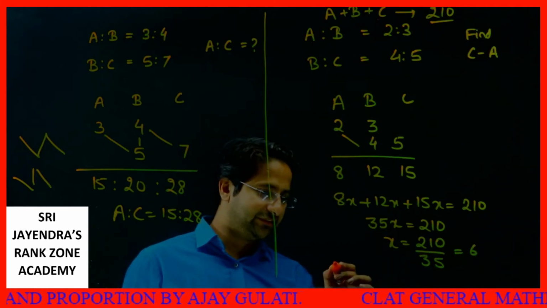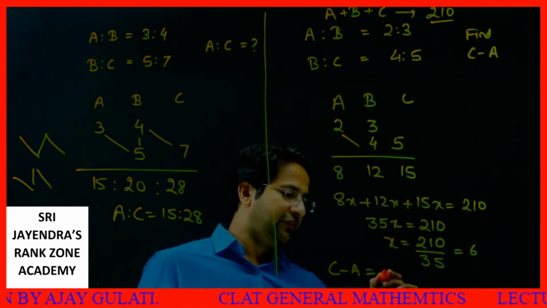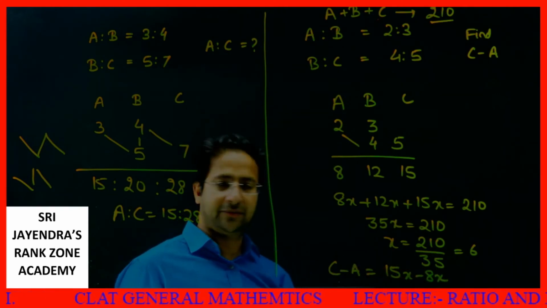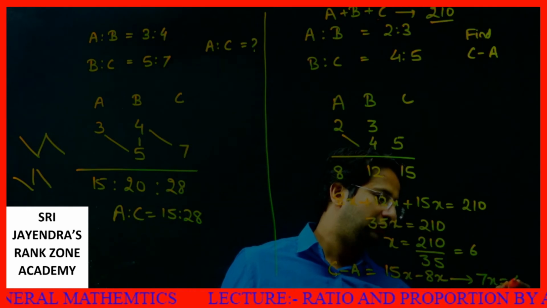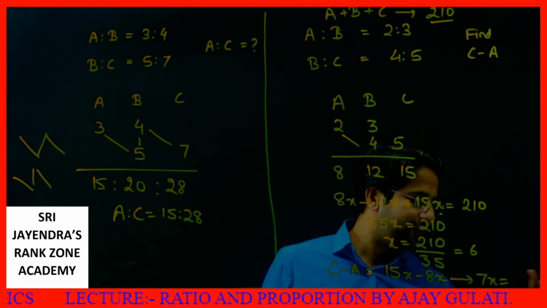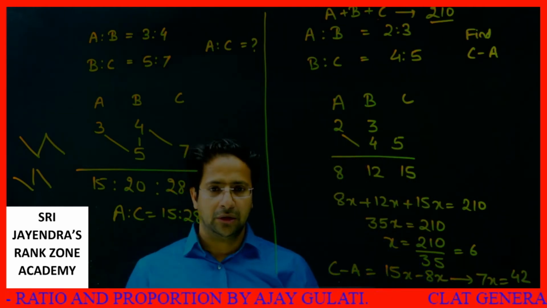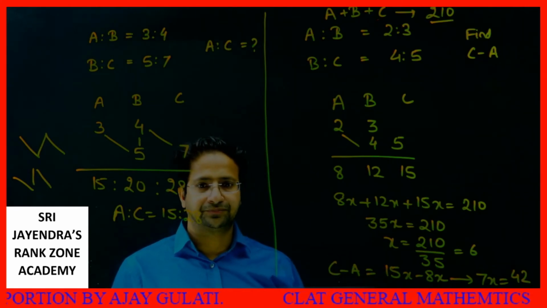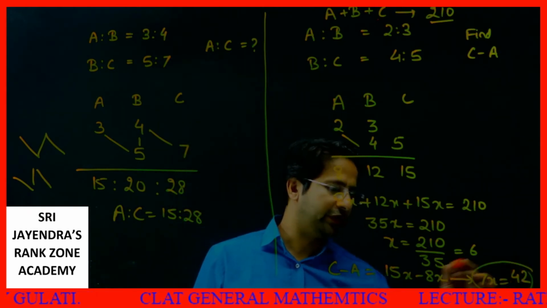What we were asked is C minus A. C minus A means C is 15x minus A is 8x. So this becomes 7x, which I can say is 42. I hope it makes sense. It is clear to all of you. Okay. Now I have got this 7x is equal to 42.